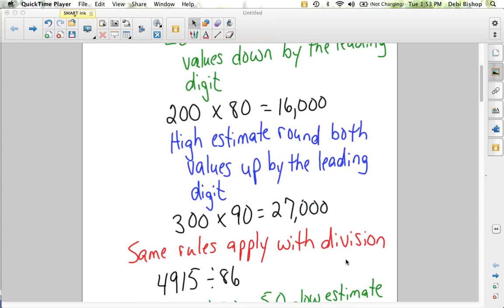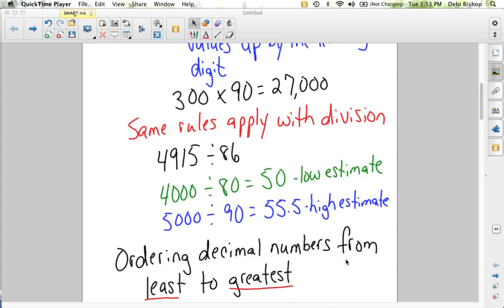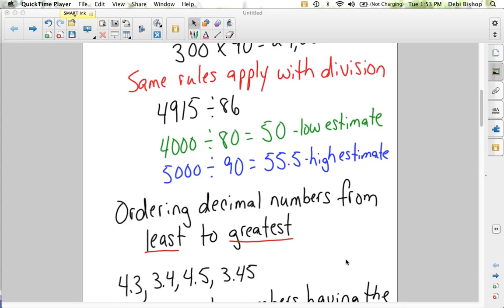So you do the exact same rules with division. So we had the problem of 4,915 divided by 86. So our low estimate would be taking our leading digit 4, and so we have 4,000 divided by 80, which equals 50. And then the other way would be 5,000 divided by 90, which is 55 and 5 repeating, so it could be about 56 would be your high estimate. So that was one concept that we need to work on.